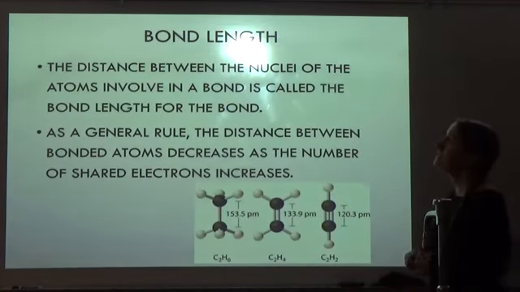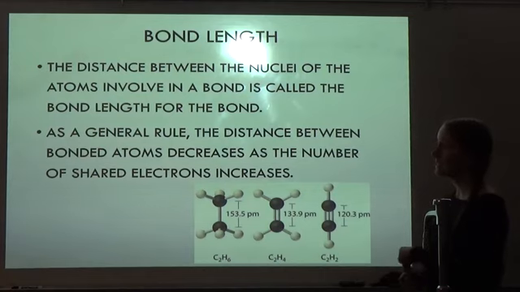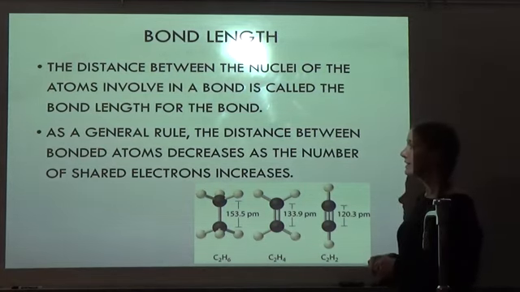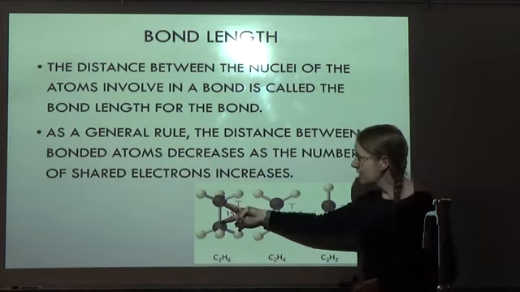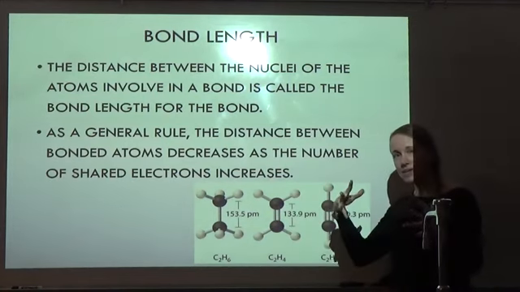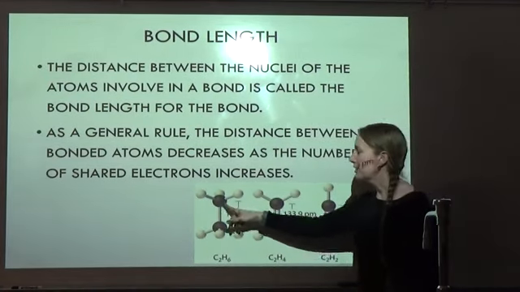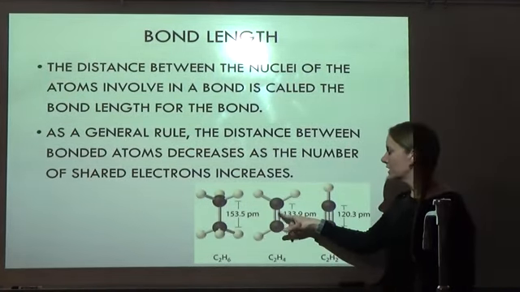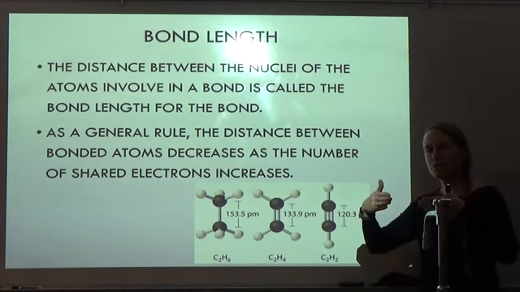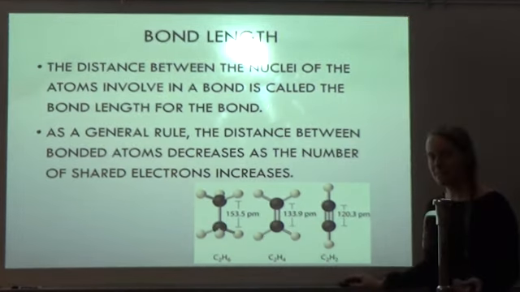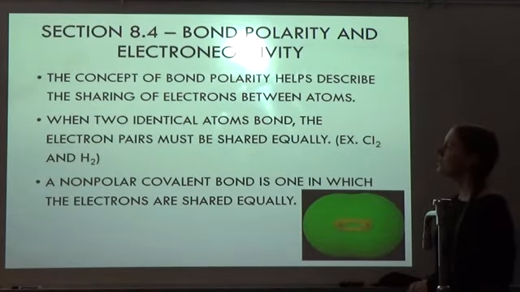Alright, so bond length. The distance between the nuclei of the atoms involved in a bond is called the bond length. As a general rule, the distance between the atoms decreases as the number of shared electrons increases. All that means is every time they share another electron, they get a little closer together. So a single bond would be longer than a double bond, which would be longer than a triple bond. Every extra bond pulls them a little closer together, which makes sense because they're attracting to those electrons.